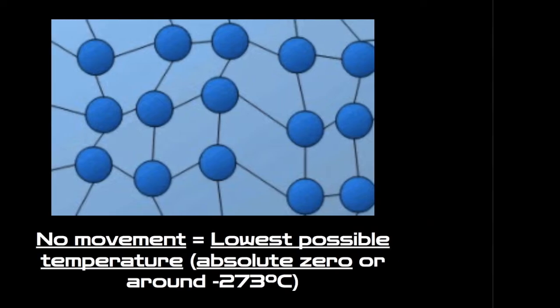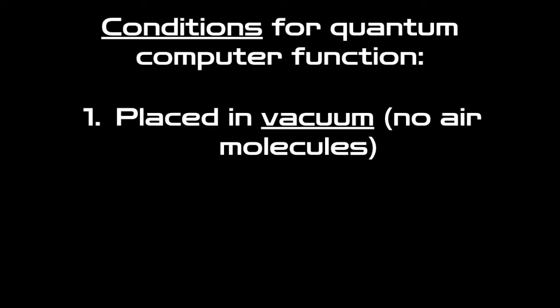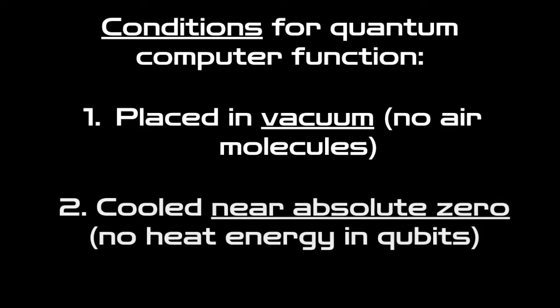In order to preserve these delicate qubits, the quantum computer must be placed in a vacuum where there are close to 0 air molecules so that the qubits do not interact with any unwanted air molecules, which could change their state. And they also must be cooled to temperatures close to absolute 0, around negative 273 to negative 270 degrees Celsius, to ensure as little movement of the particles as possible so that no interruptions to the qubits occur.